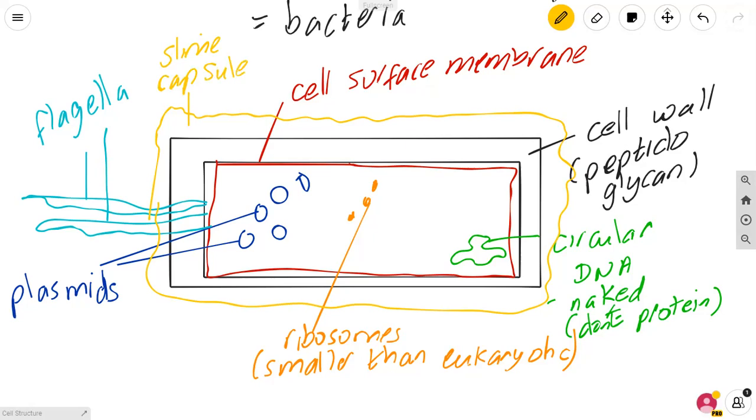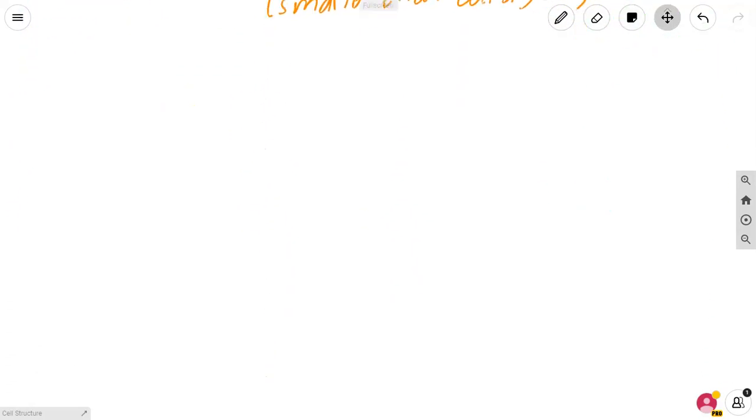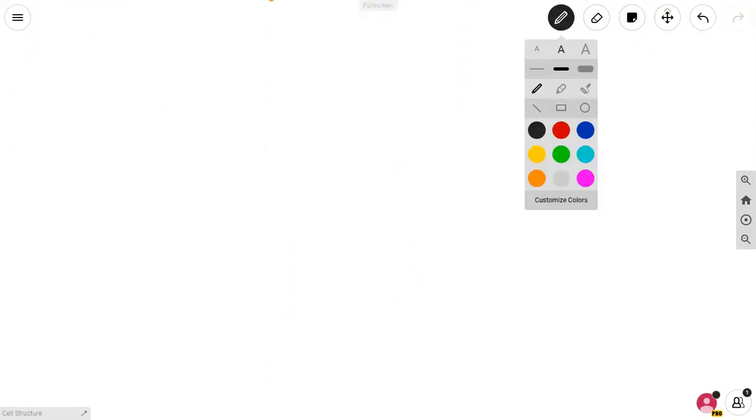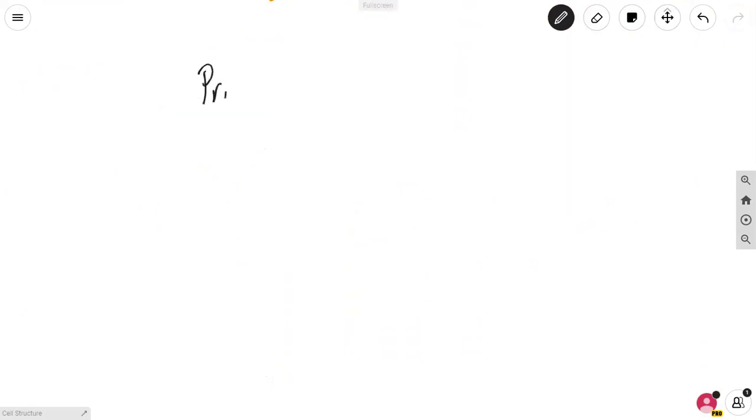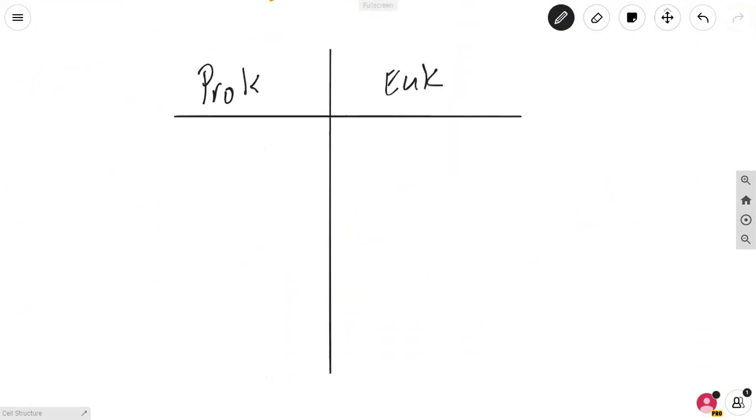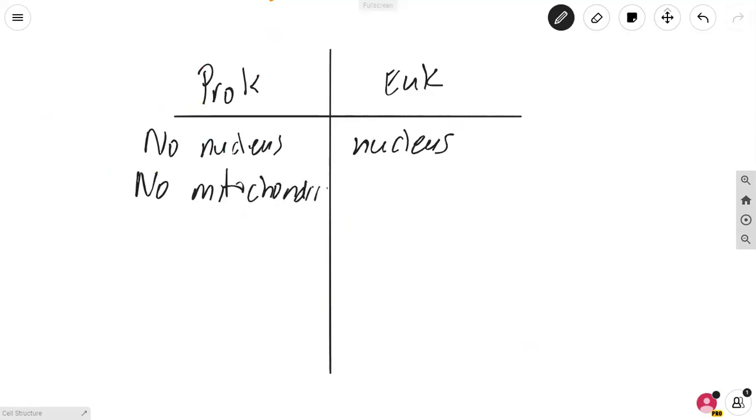It's quite common for you to be asked to compare prokaryotic and eukaryotic cells. Now, I could write no membrane-bound organelles, but then I'm going to get 1 mark. Whereas if I write no nucleus, no mitochondria, I might pick up 2 marks. I wouldn't go on to do that for all of the organelles, but do that for a few.